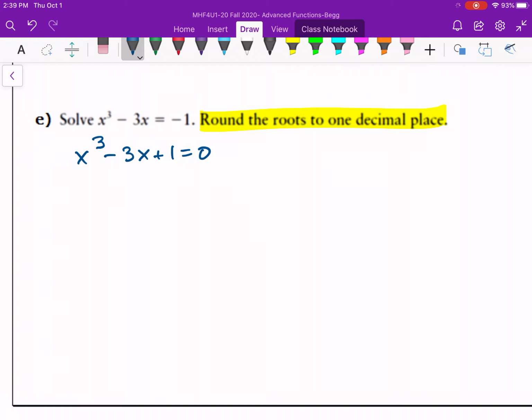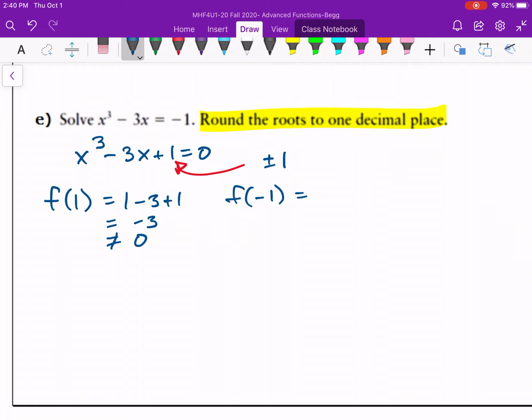Don't assume that I can't factor it. So if I assume that I could factor it, my only possibilities are plus or minus 1, since my constant term is 1. If I try to find f of 1 on the related function, then I'm going to have 1 minus 3 plus 1. So that's not a factor. If I try negative 1, I'm going to have negative 1 plus 3 plus 1. Also not a factor, because it's not equal to 0.